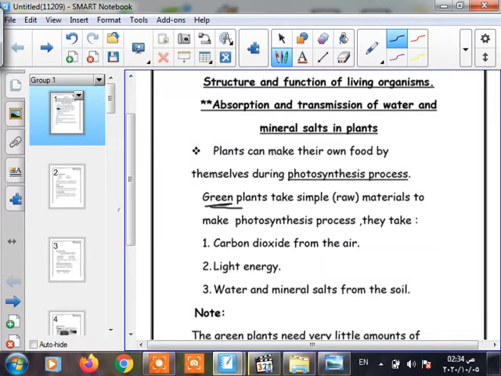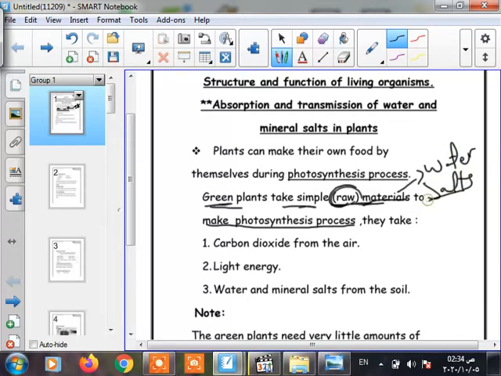Green plants take the simple or raw minerals from the soil. Why? To make the photosynthesis process. So, we take from the soil raw materials like what? Like water and salts or salt minerals. Okay. And what else do they take to make the photosynthesis process? As we said before, it takes carbon dioxide from the air. Okay? And takes light energy. And number 3, takes water and minerals from the soil.